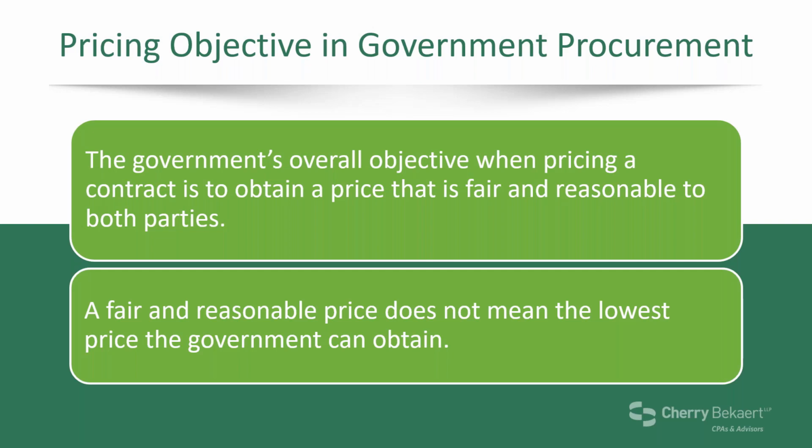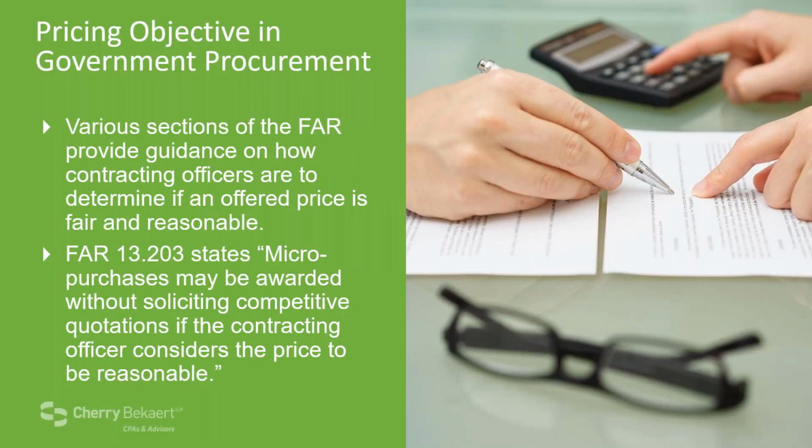But that is not the objective when pricing a contract. The objective is to get a fair and reasonable price, not necessarily the lowest price. Now, as we all know, there are various levels of competition or levels of procurement within the government. We have the micro purchase, the simplified acquisition threshold, and then we have pricing above the simplified acquisition threshold.